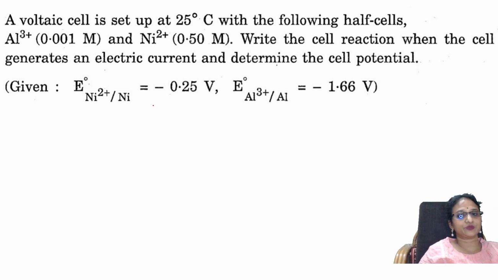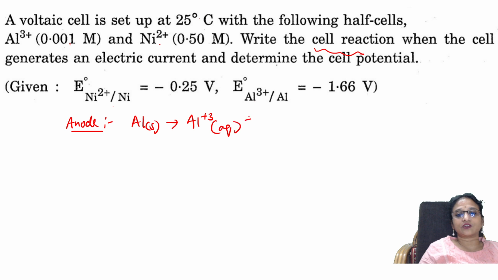This value is given to me. So what should I write? I have to write the cell reaction first. Let us take the anodic reaction. At the anode, first of all, what is happening? Electrons are getting transferred from aluminium to nickel. So at the anode, loss of electrons will happen. Aluminium gives Al plus 3, it loses 3 electrons.